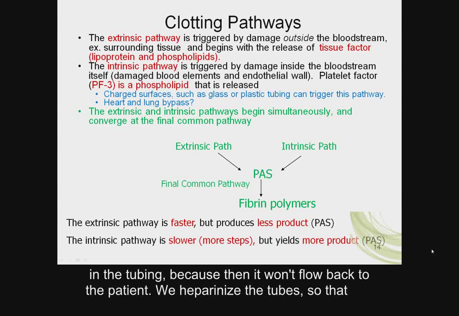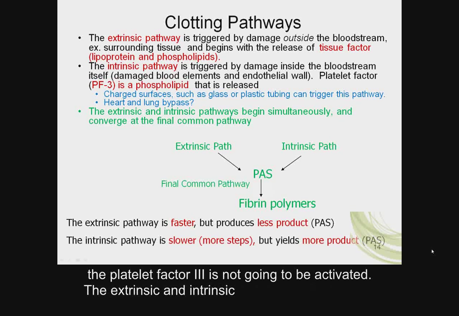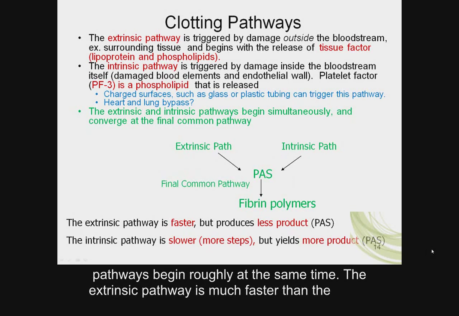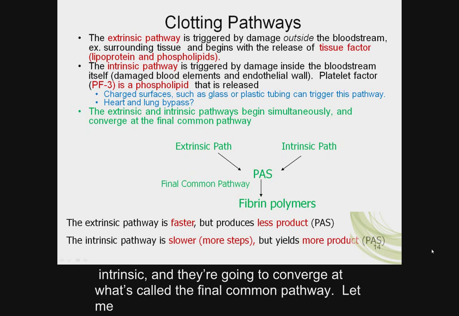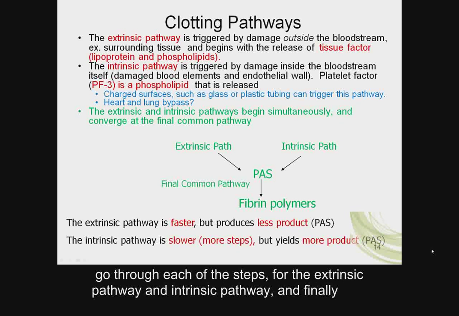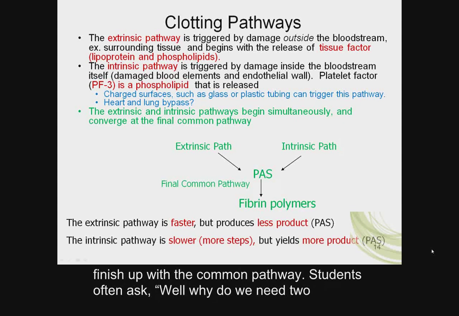The extrinsic and intrinsic pathways begin roughly at the same time. The extrinsic pathway is much faster than the intrinsic, and they're going to converge at what's called the final common pathway. Let me go through each of the steps for the extrinsic pathway and intrinsic pathway, and finally finish up with the common pathway. Students often ask, well, why do we need two different pathways?